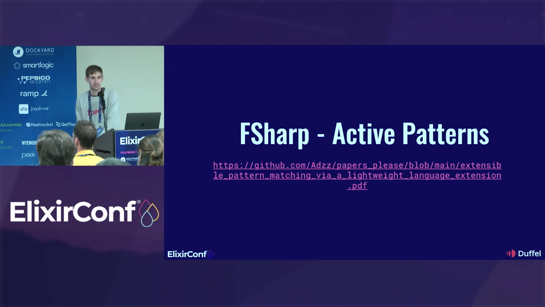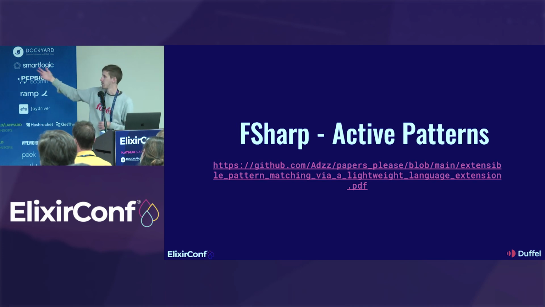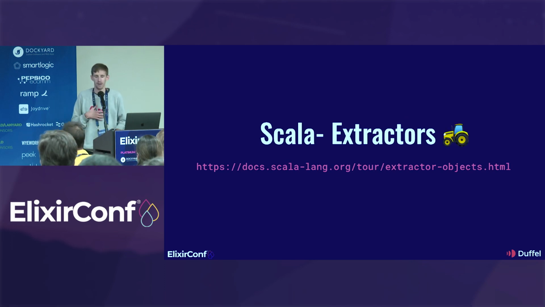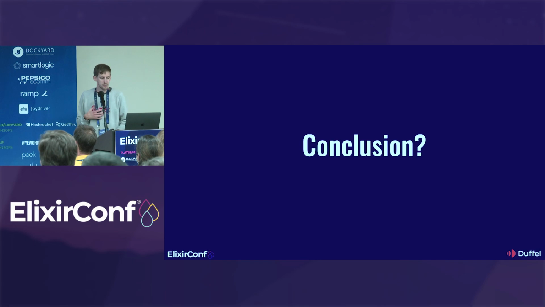F# also has these things called active patterns. Active patterns are an attempt to allow pattern matching on abstract data. It's destructuring this abstract data in a way that kind of makes sense. And again, there's a paper that you could go read if you were very, very bored. And Scala has extractors, which are kind of a similar idea, right? So is there a conclusion?